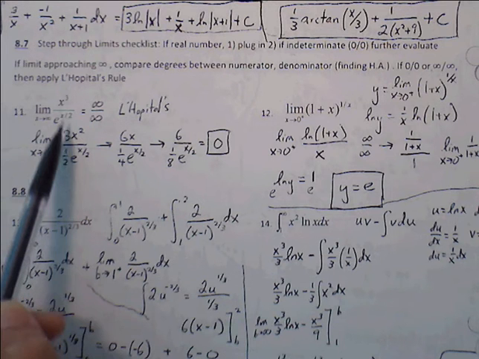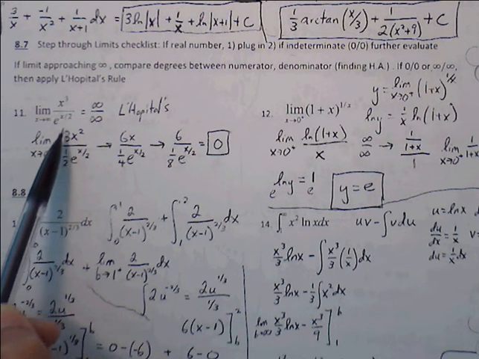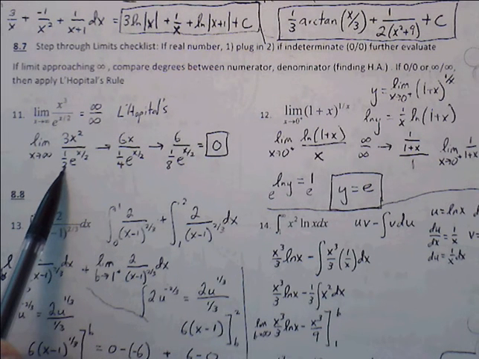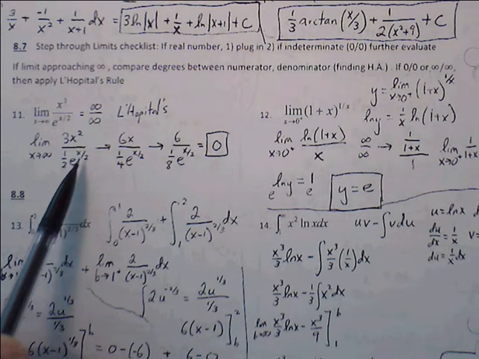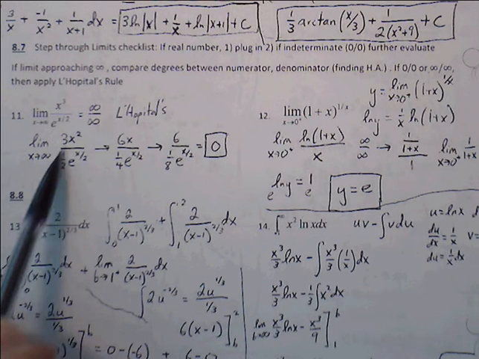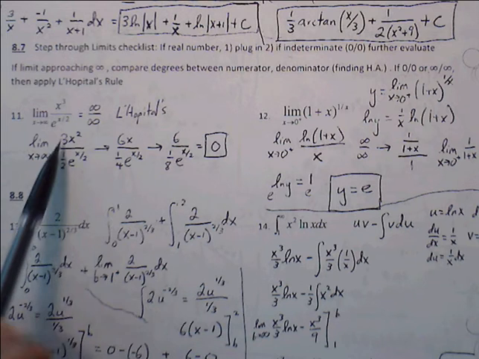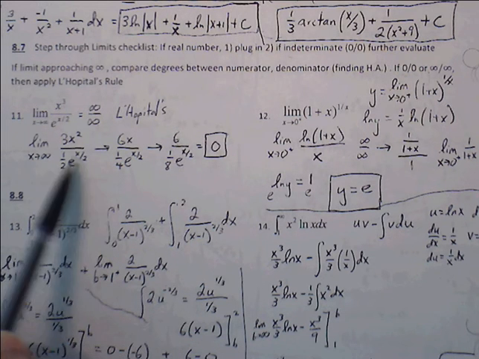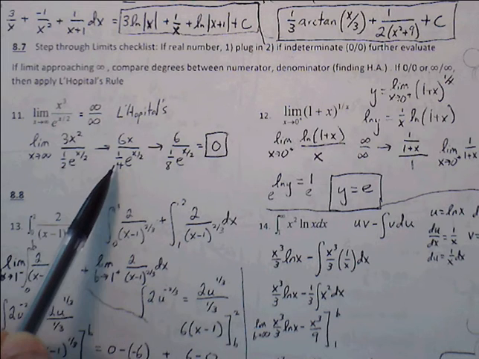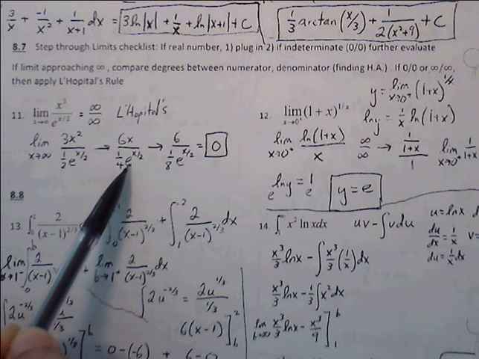So x cubed becomes 3x squared. E to the x over 2 is, the derivative for e to the u is e to the u times u prime. So u prime is 1/2. Okay, so now we can reevaluate the limit. So if we do that, we're again going to get infinity over infinity. So let's find the derivative again. 3x squared becomes 6x. 1/2 e to the x over 2 becomes 1/4 e to the x over 2.